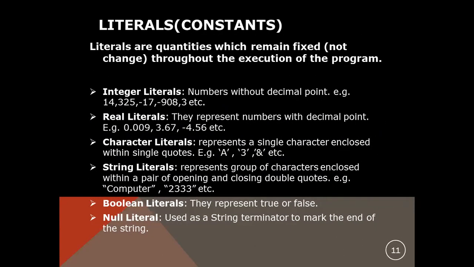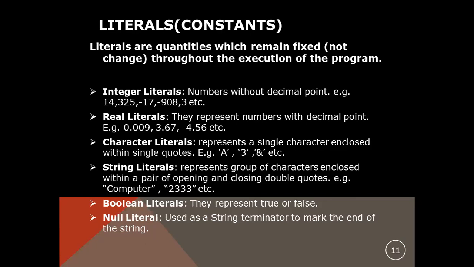Here we are going to learn about literals or constants. Literals are the quantities which remain fixed, or the values which do not change throughout the execution of the program. They are known as literals or constants. I repeat, the values which remain fixed or do not change throughout the program are known as literals or constants. Now there are 6 types of literals or constants, starting with integer literal.